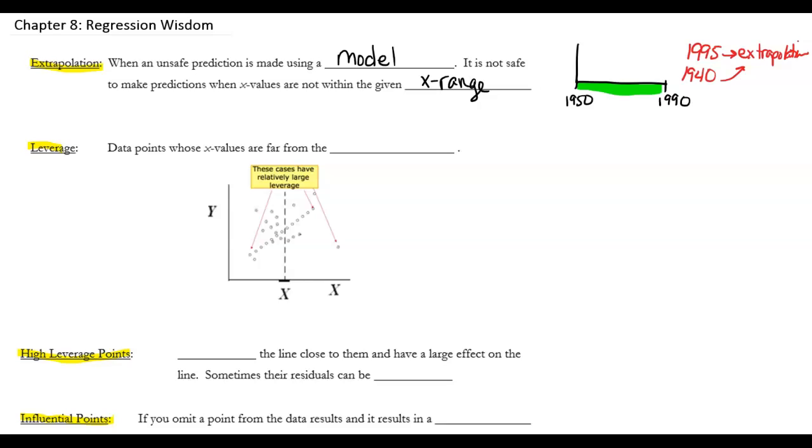Okay, the next thing we have is leverage. Leverage points are those that have an X value far from the X bar, which is just the mean of X. Okay, so like these points, you see how they're kind of far away from the mean? Those are called leverage points because they're farther away from the center. If a point's kind of in the center, it doesn't have leverage. But the farther you go out from the center on the left or right, that means a point has leverage. A high leverage point will actually pull the line close to it, and it has a really large effect on it. Sometimes their residual can be so low it's 0.